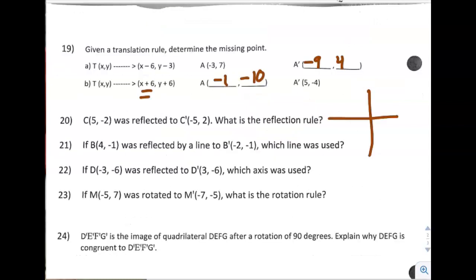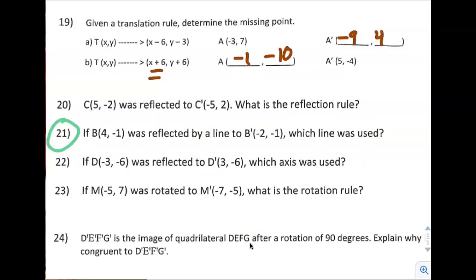You could use real graph paper, or I just sketched one there. If you had (5, -2) and then (-5, 2), that's actually a rotation of 180 or a reflection through the origin. I'm not very concerned with that one.